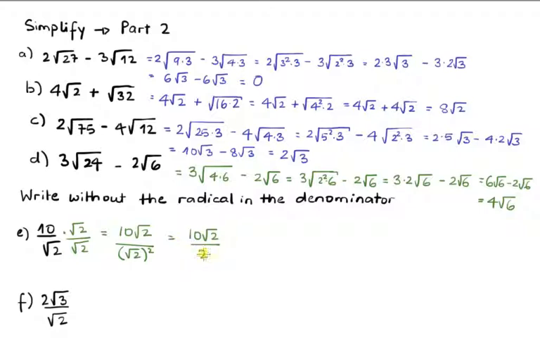Since it's all multiplication, I can simplify by saying 1 and 5. So I'm left with 5 root 2.